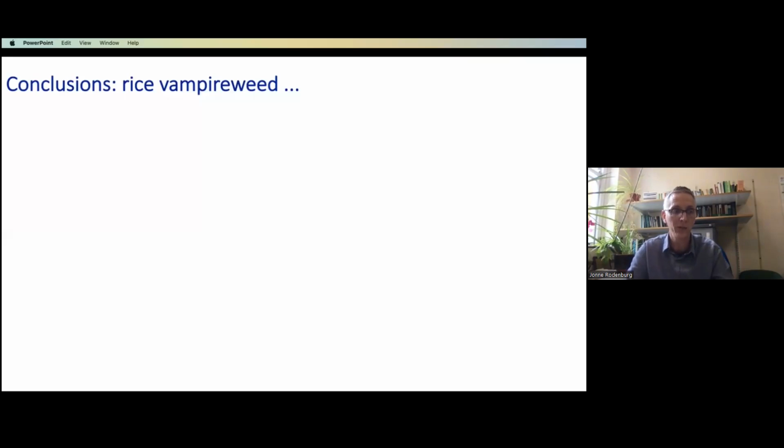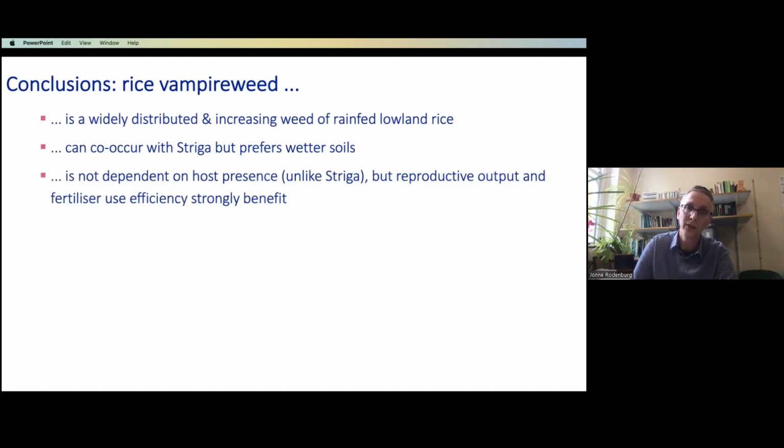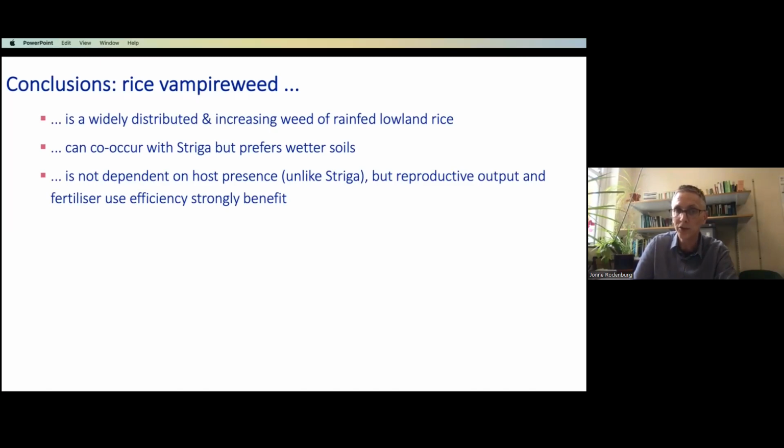So, conclusions, and I'm sorry that I took longer of your time than expected. Conclusions: rice vampireweed is a widely distributed and increasing weed of rain-fed lowland rice. It can co-occur with Striga, but it prefers wetter soils. It is not dependent on host presence, and this is very unlike Striga, so unlike obligate hemiparasites. But the reproductive output of Rhamphicarpa and also the fertilizer use efficiency both strongly benefit from host presence.